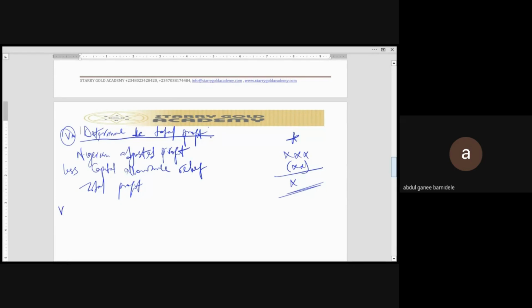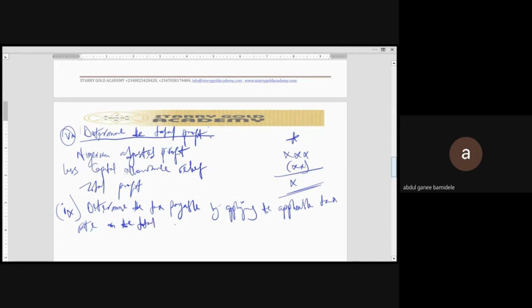Then the last step will be to determine the tax payable by applying the applicable tax rate on the total profit in step 8 above. Are we together? So these are the steps. One thing you need to know here is the Nigerian income.